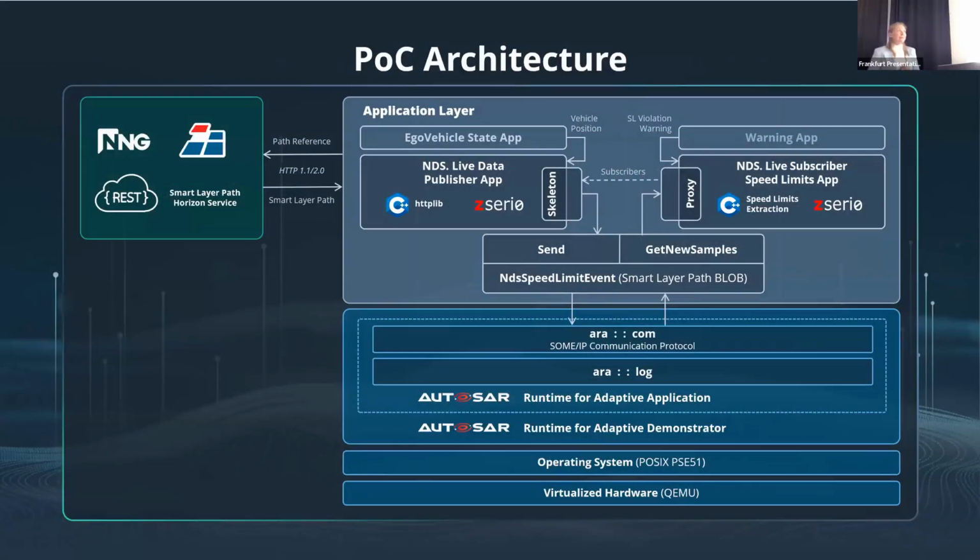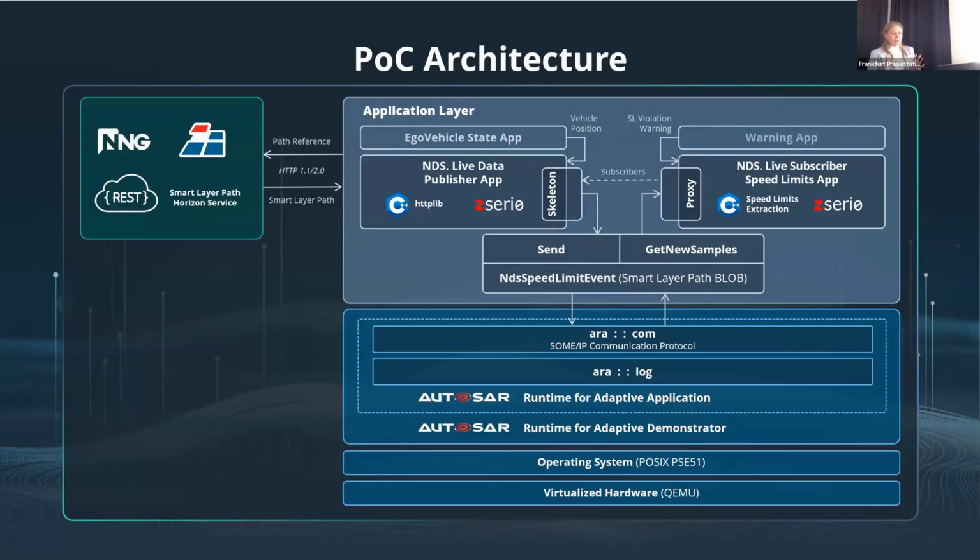The most important slide of the presentation: our POC architecture. We can start from the left. On the left, we have the Smart Layer Path Horizon service, generously offered by our NNG colleagues. The decision was to work with the Path Horizon service because for speed limits, it doesn't make much sense to have all the tile information. It's enough to know the speed limits on the car's traversal. And despite the adaptive platform having high bandwidth connectivity, it still encourages minimizing the amount of data transferred via internal AUTOSAR protocols.